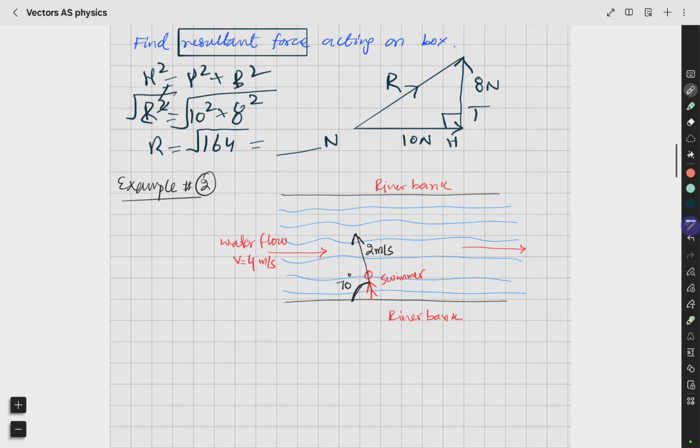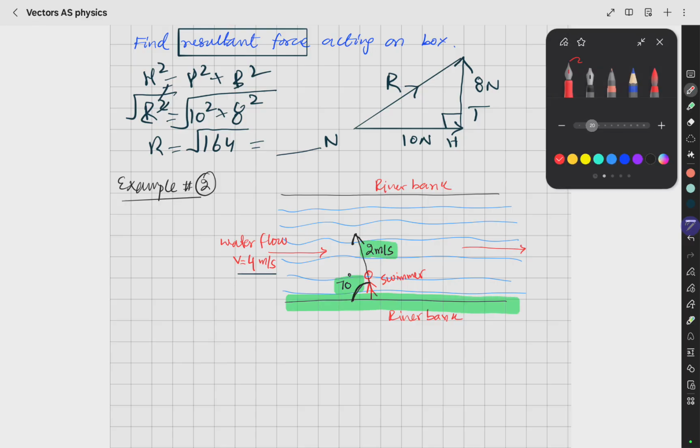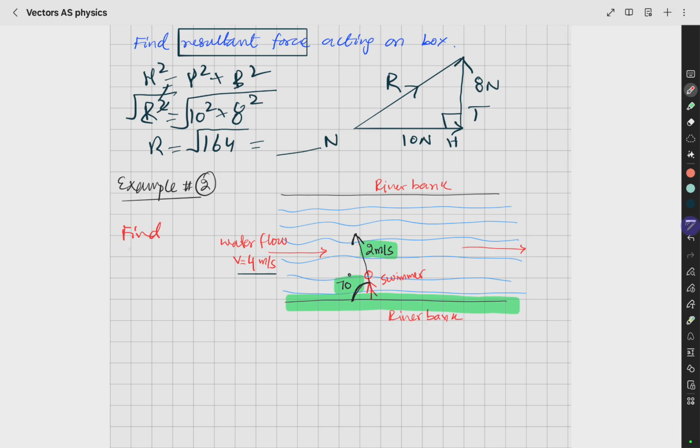Okay, example 2. A swimmer is swimming in a river in which water is flowing at 4 meter per second and it is flowing horizontally. The swimmer is going at an angle of 70 degree to one of the river banks. You can see over here it is at 70 degree to this river bank and its speed is 2 meter per second. What is the question? The question is find the resultant velocity of the swimmer.